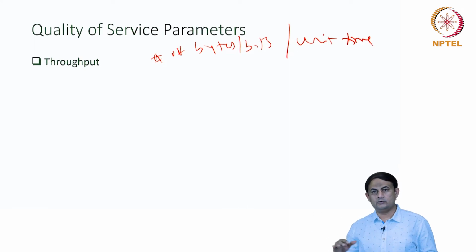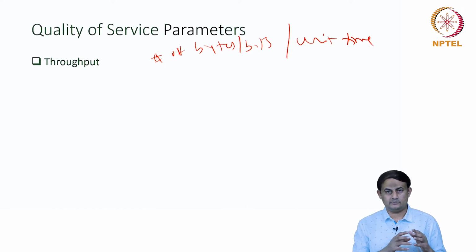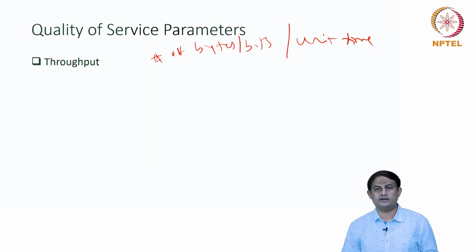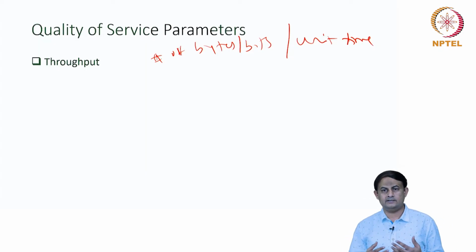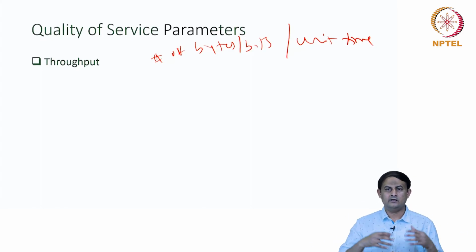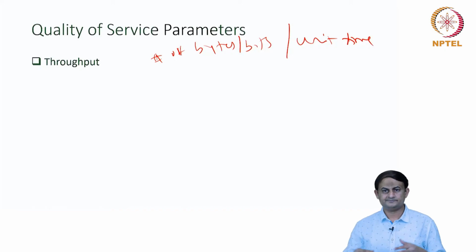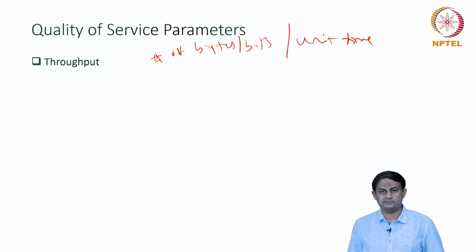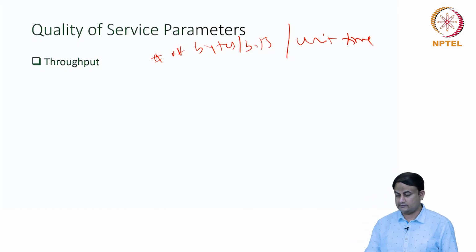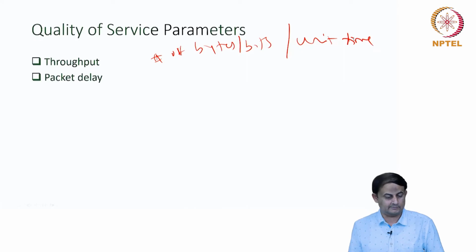So what is the throughput that you can achieve? The application might come back and say that I want you to transmit at least 100 packets per second or 1 million packets per second. Below that, I cannot afford to do useful transmission. So that is one parameter you can use to specify the quality of service.